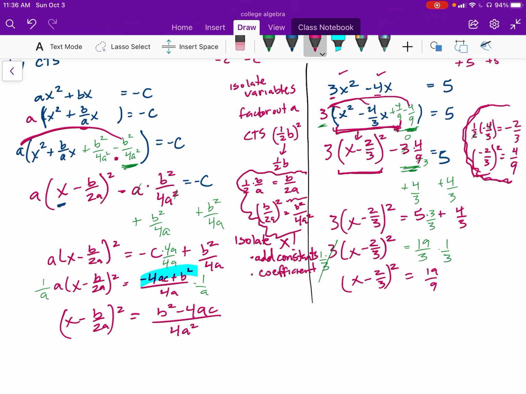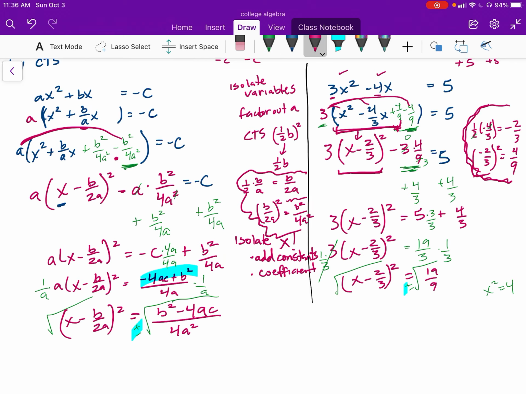Okay. Now, when you take a square root, you always need plus minus, right? Because we don't know. For instance, if I had x squared equals 4, just simplify it. I don't know if x is plus or minus 2, right? It could be a 2, but it also could be negative 2. So always remember plus minus.